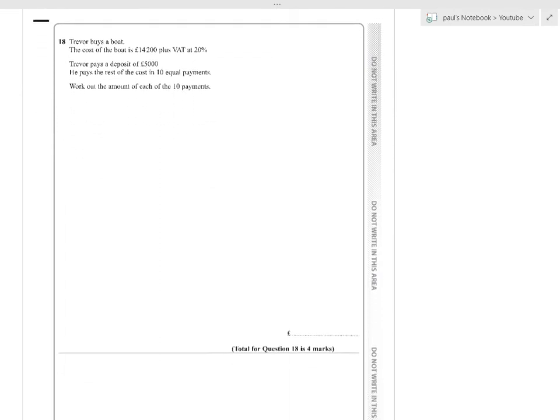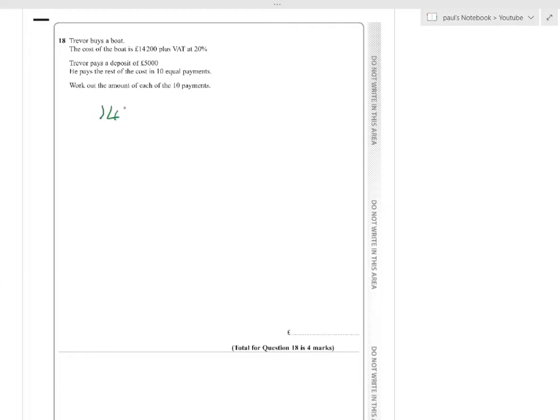And number 18, Trevor buys a boat. Blimey, Trevor. What's going on? Let's have a look. He buys a boat. The cost of the boat is 14,200 plus VAT. He pays a deposit. He pays the rest in 10 payments. Work out the amount of each payment.